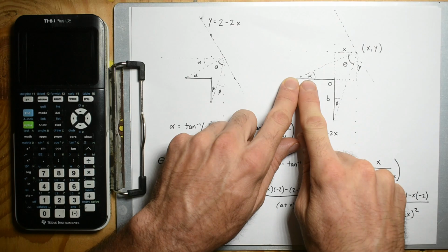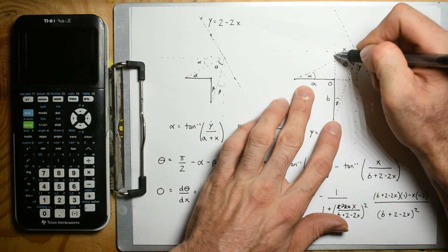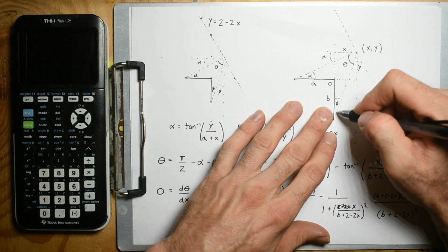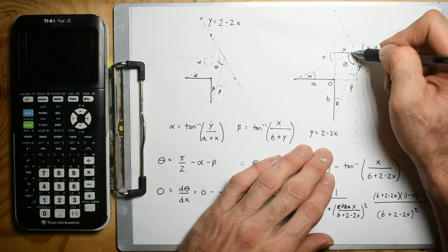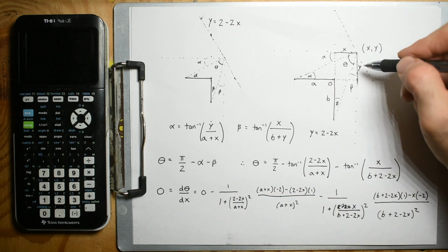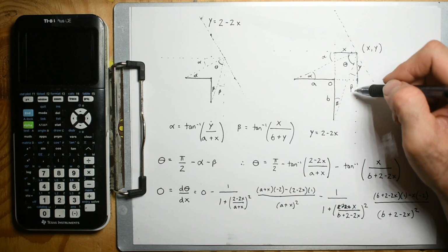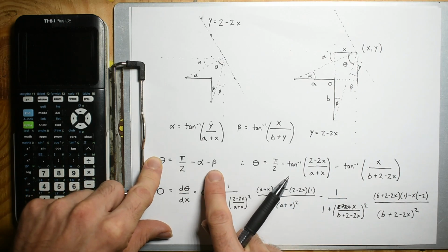This angle alpha is associated with this from symmetry. This angle beta is associated with this from symmetry. This is a 90-degree angle I kind of drew in. So this angle theta is 90 minus alpha minus beta. So that's the equation: theta is 90 minus alpha minus beta.